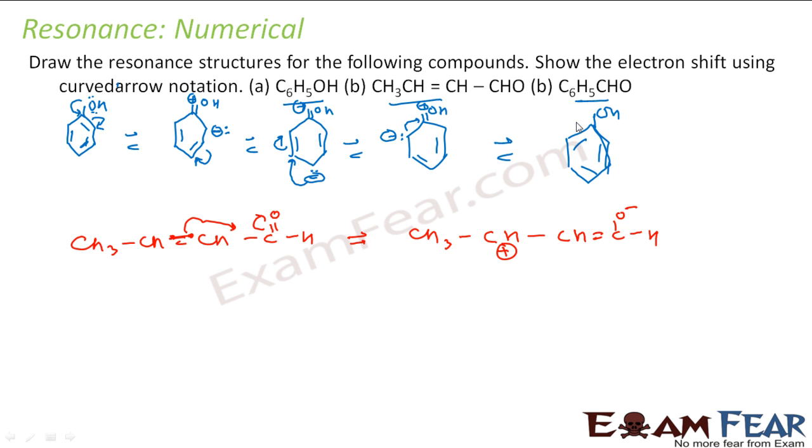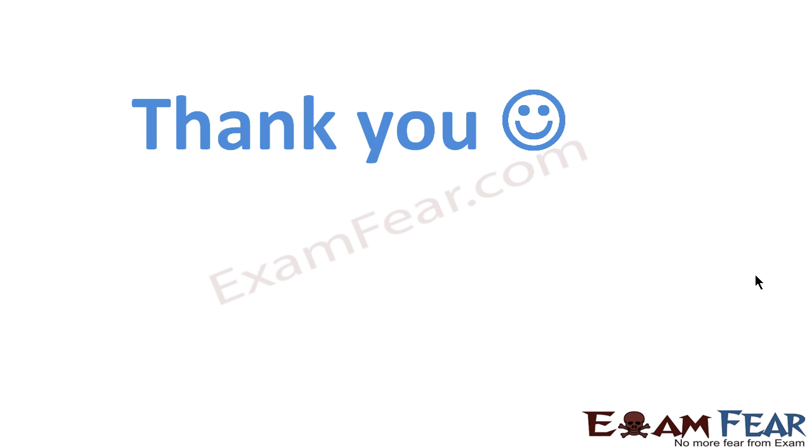C6H5CHO is benzaldehyde. You can draw a similar structure as I have done for phenol. This phenol structure you can draw for benzaldehyde also. Now let's talk about.